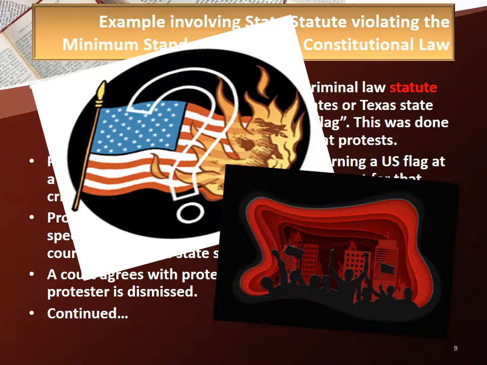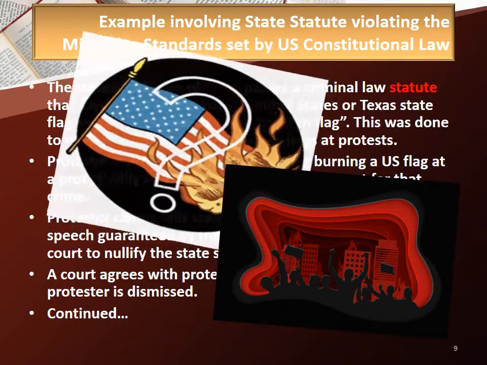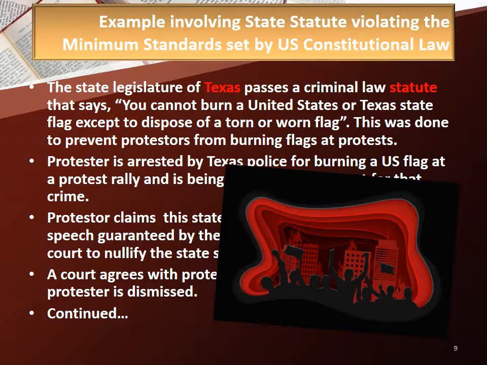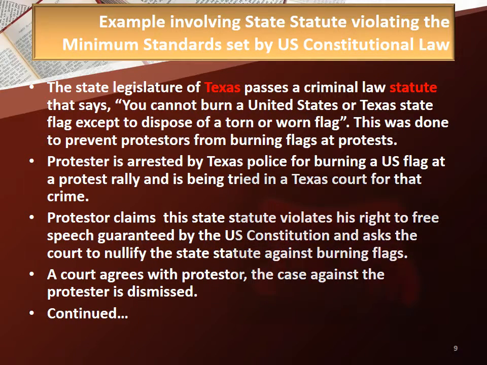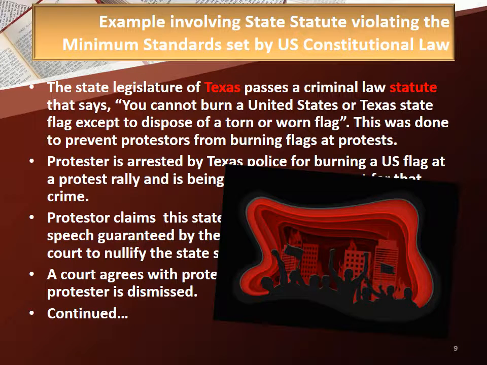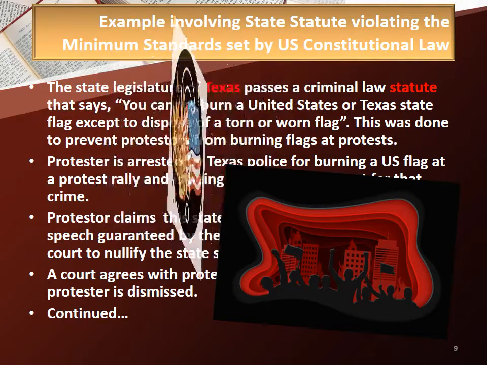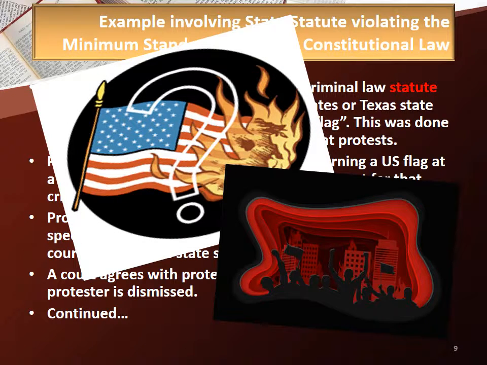Example involving a state statute violating the minimum standards set by U.S. constitutional law on the member states of the Federation. The state legislature of Texas passes a criminal law statute that says, basically, you cannot burn a United States or Texas state flag except to dispose of a worn or torn flag. This was done to prevent protesters from burning flags at protests. A protester is arrested by Texas police for burning a U.S. flag at a protest rally and is being tried in a Texas court for that crime. The protester claims that this state statute violates his right to free speech, guaranteed by the U.S. Constitution, and asks the court to nullify the state statute against burning flags. A court agrees with the protester. The case against the protester is dismissed.